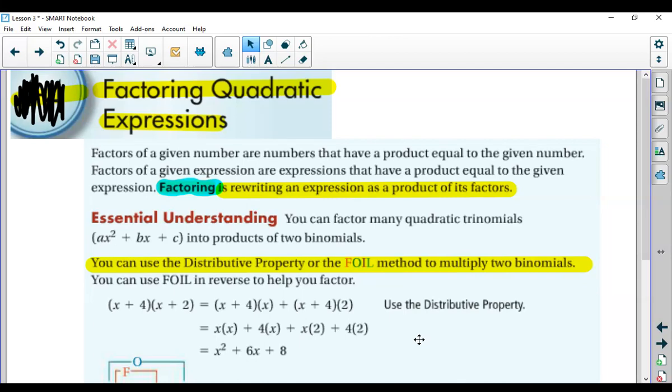Right, today we're going to be factoring quadratic expressions. Factoring is rewriting an expression as a product of its factors. So what we're going to be doing is basically the reverse distributive property method. In this video, when I have notes and steps written out for you, please make sure you pause the video so you can write down those notes.